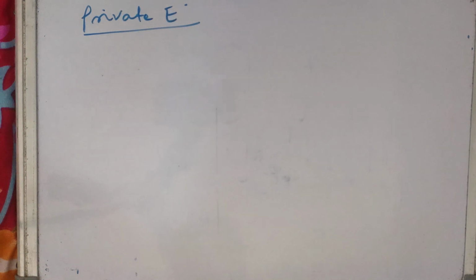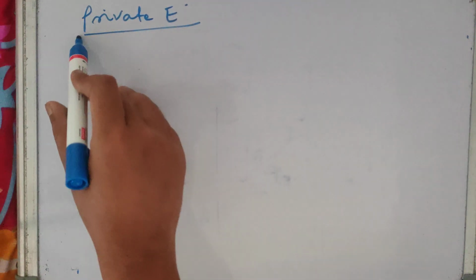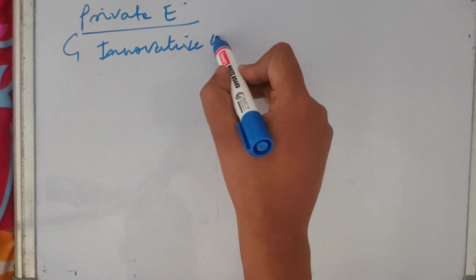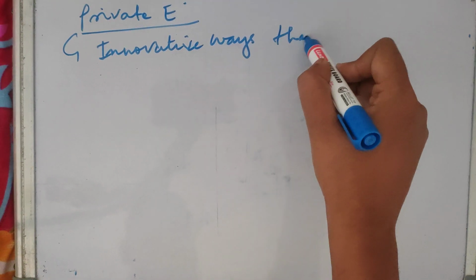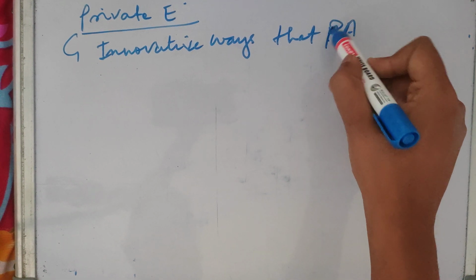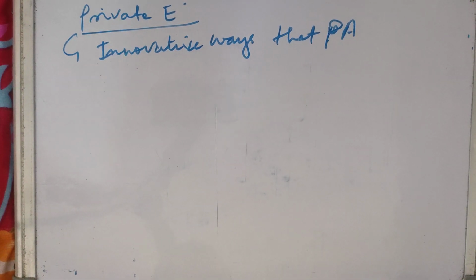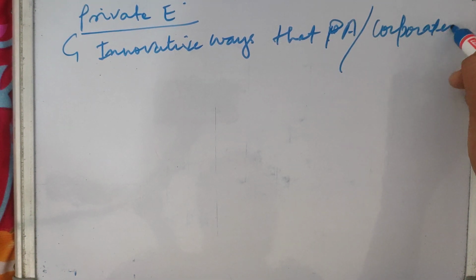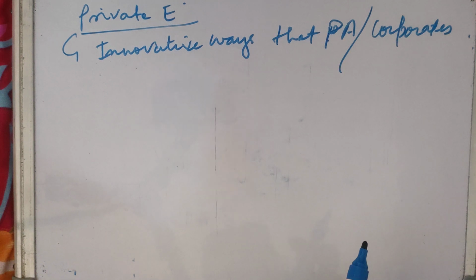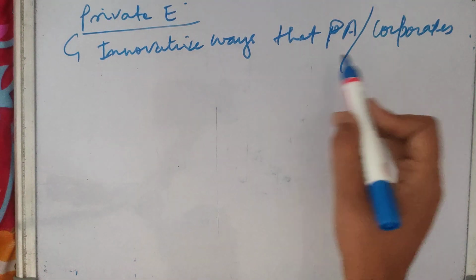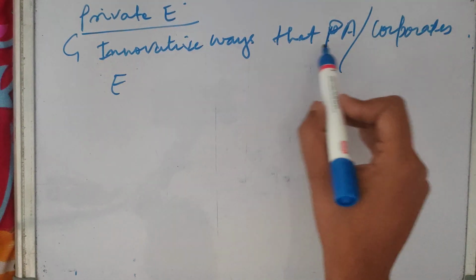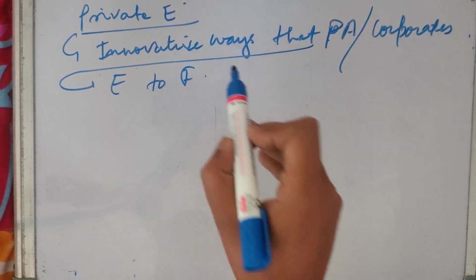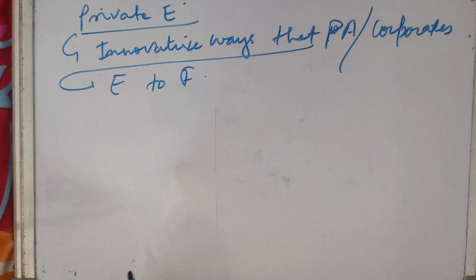Private extension refers to the innovative ways that a private agency, or what you can say corporates, adopts in delivering information and other input services. It is when a private agency or corporates deliver extension to the farmers. This is what private extension is.